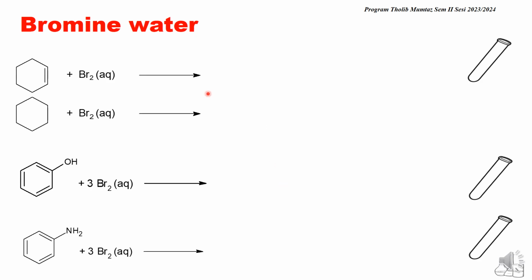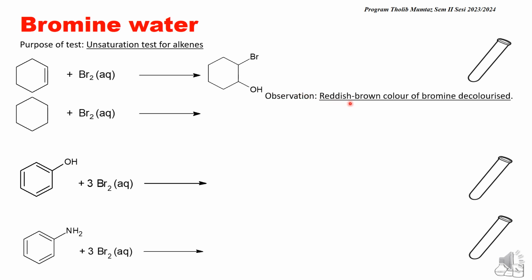Next test is bromine water, or bromine aqueous. The purpose of this test is for unsaturation test of alkenes. So when you react an alkene with bromine aqueous, each carbon of the double bond will receive one bromine atom and one OH. So this observation will be reddish brown color bromine decolorized.